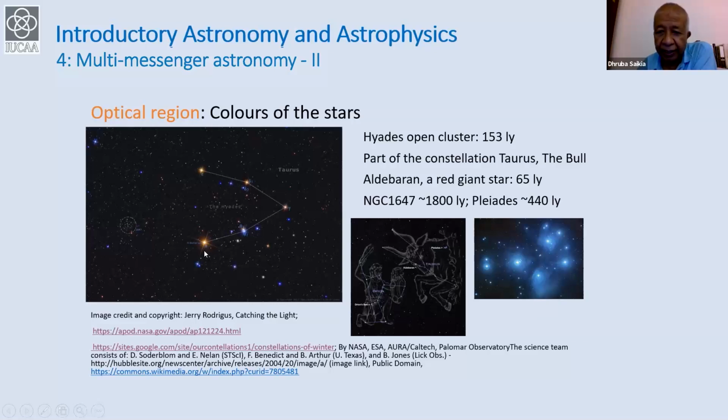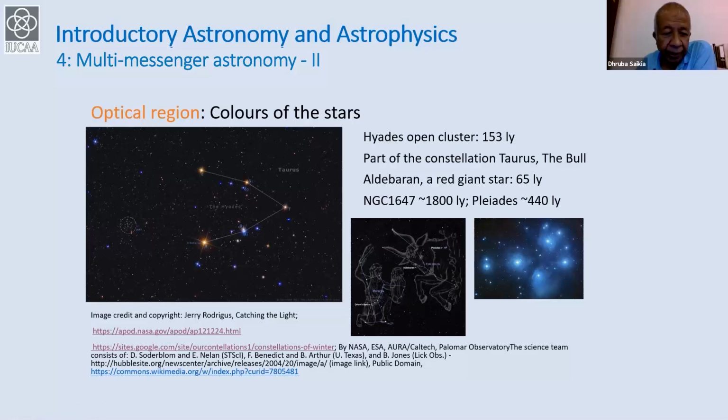Taurus comes from the Latin word for bull, and you can see over here that it forms the head of the bull. Now, this is a red giant star, Aldebaran, which is about 65 light years away. There is another cluster over here, NGC 1647, from the New General Catalogue, 1800 light years away. And there is also a Pleiades cluster, which is 440 light years away.